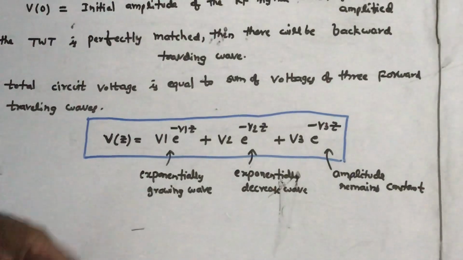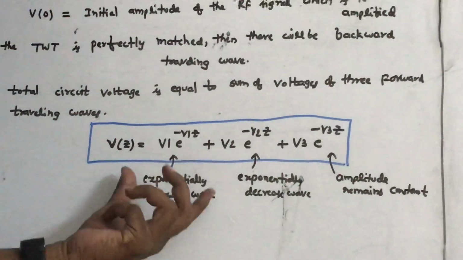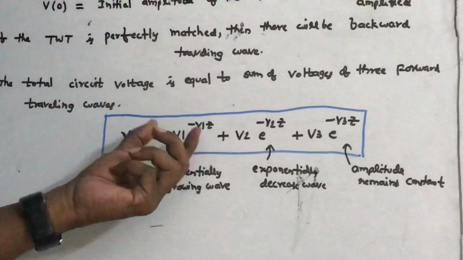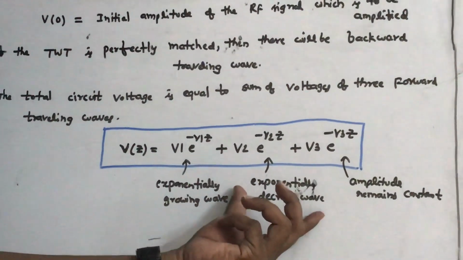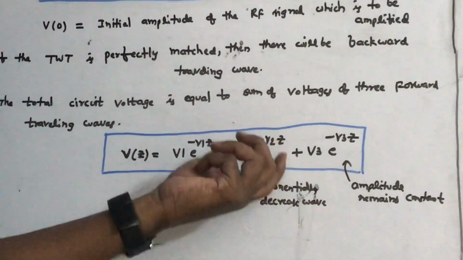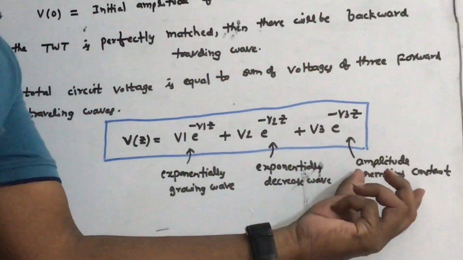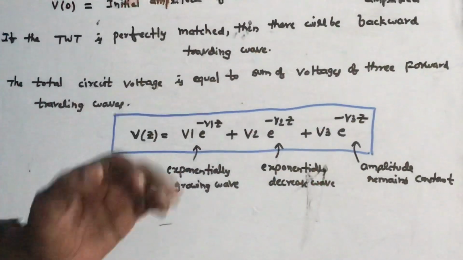The wave corresponding to the first propagation constant is an exponentially growing wave, so there is a transfer of energy from the electron beam to this wave. For the second, it is an exponentially decreasing wave, so there is a transfer of energy from this wave to the electron beam. For the third term, the amplitude remains constant, so there is no transfer of energy between the wave and the electron beam.